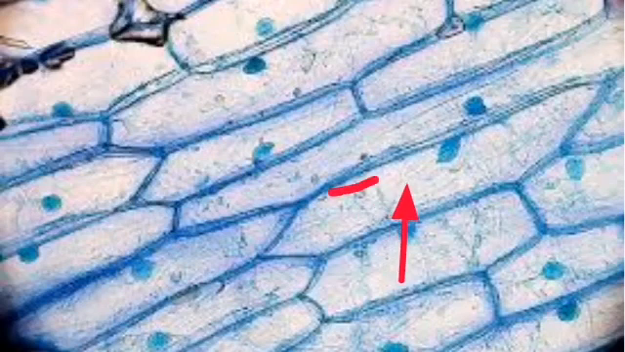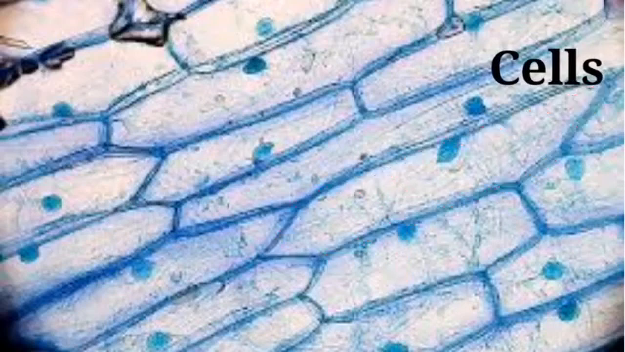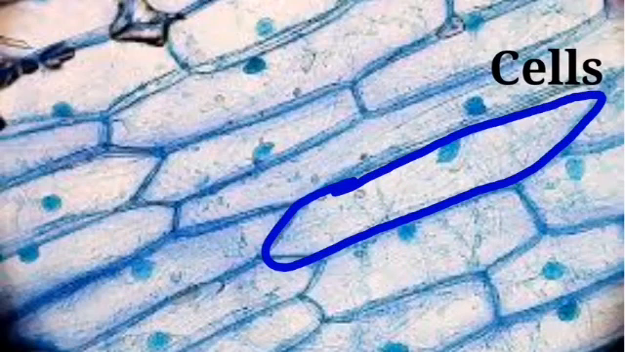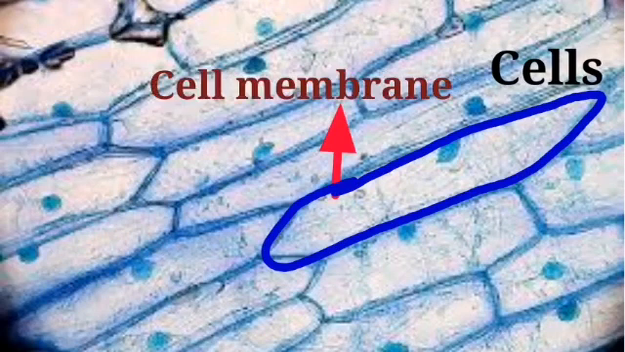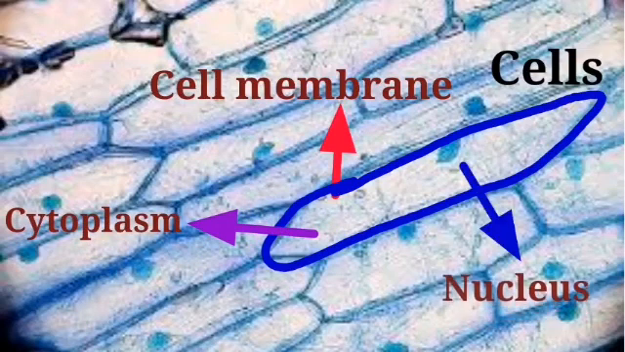The small rooms which are enclosed by walls are known as cells, and each of these cells is enclosed by a wall called the plasma membrane or cell membrane. Inside the cell, there is a fluid substance which fills up the cell, known as cytoplasm. And you would also see a dot-like structure which is called the nucleus. These three are the most important structures of a cell.